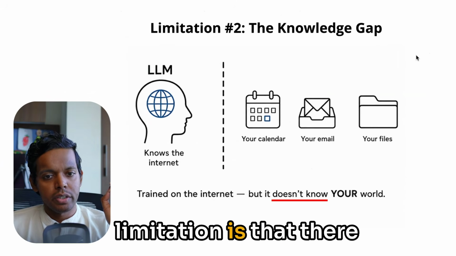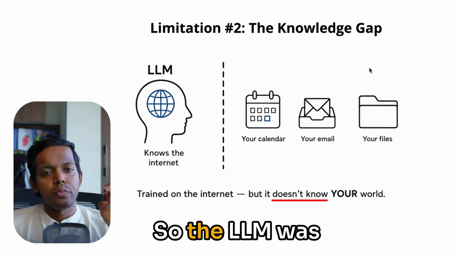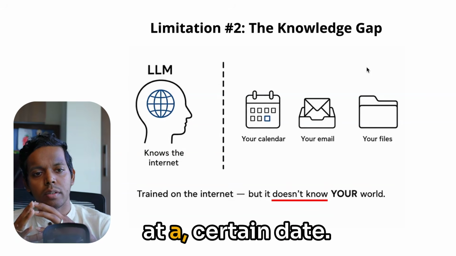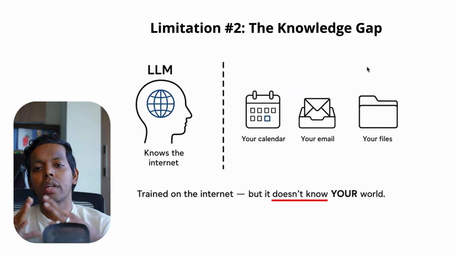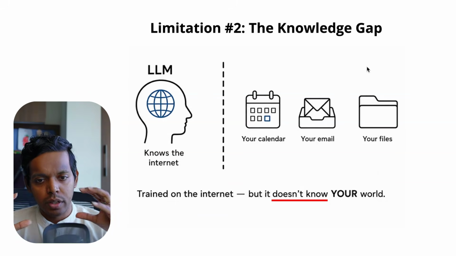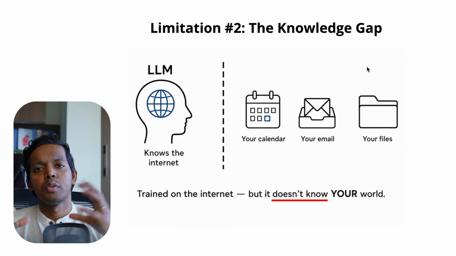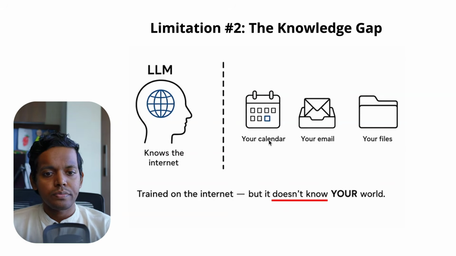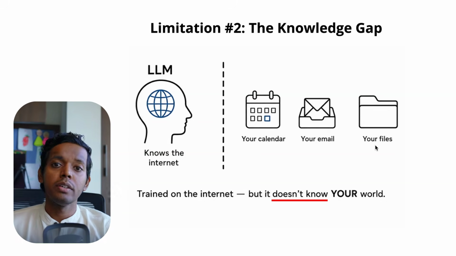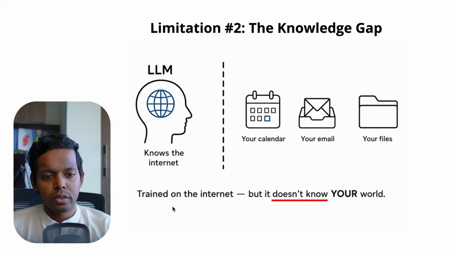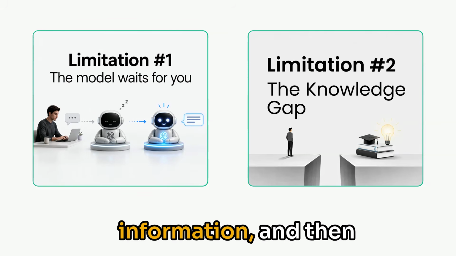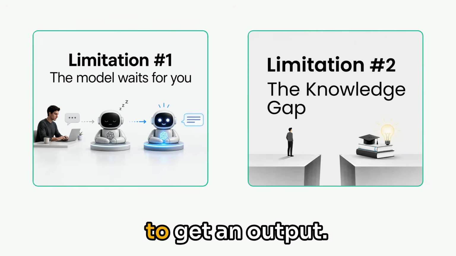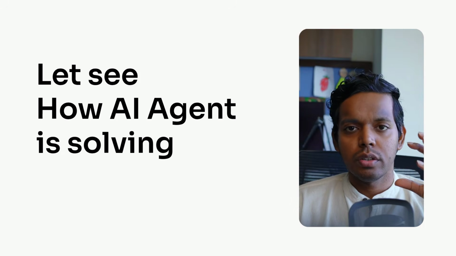Now, the next limitation is that there is a knowledge gap. The LLM was trained on the internet at a certain date. The model was trained a few years back and it only knows whatever information was on the internet at that time. So it doesn't have the latest information. If you ask about what happened yesterday, it will not know. And it doesn't know about your email or your calendar or the files you have on your computer. Because it was trained on the internet, it doesn't know your world. So these are the two fundamental limitations: it doesn't know your things or the latest information, and you always need to prompt it in order to get an output. So let's see how an AI agent solves this.